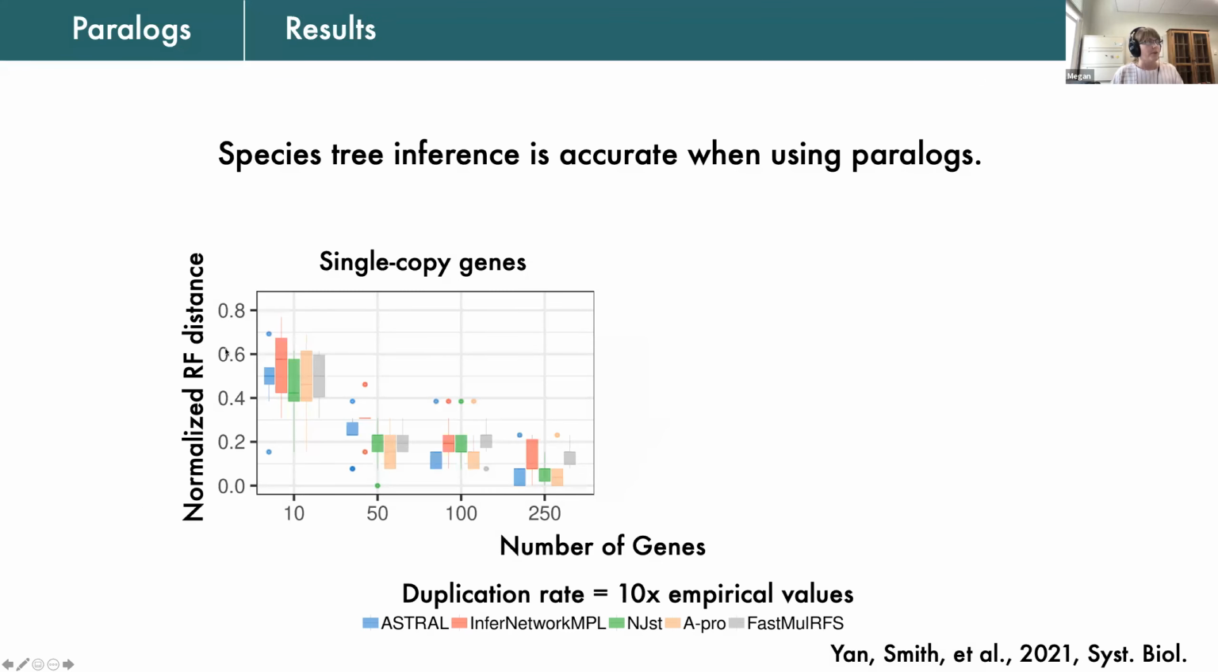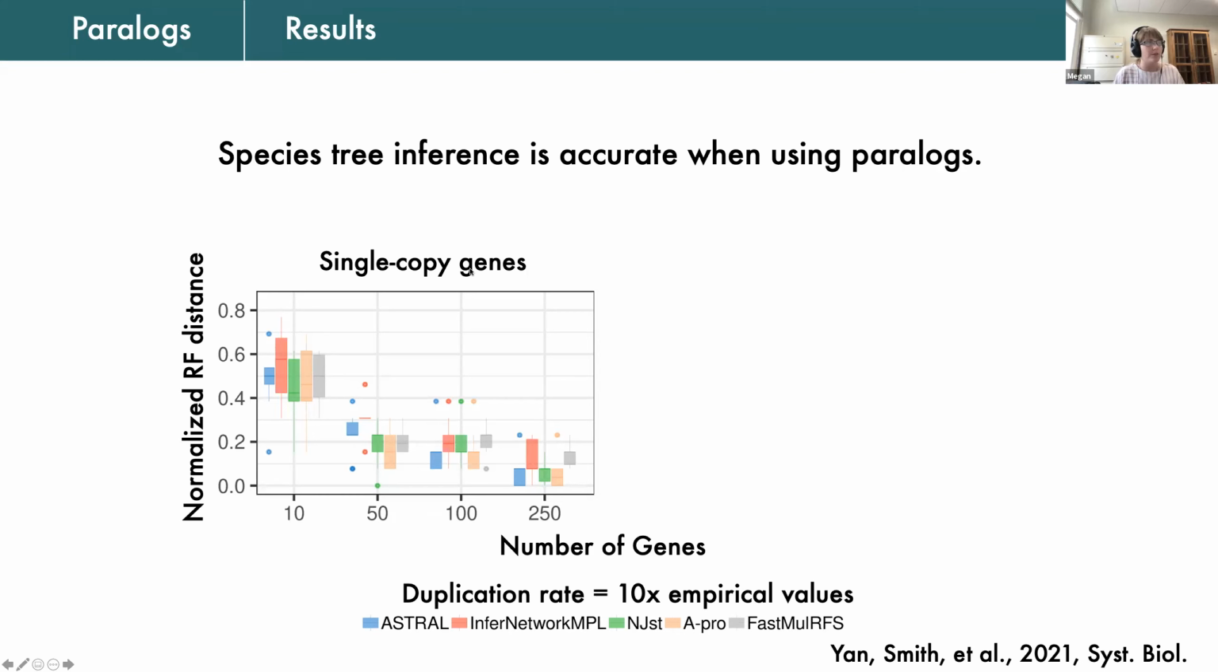Okay, so here on the y-axis, I'm showing the Robinson-Foulds distance from the species tree. So 0 means that we accurately inferred the species tree. This is the distance from the tree used in simulations. We used several different species tree inference methods. We had Astral, MPL, and NJst. So these are all methods that should accommodate incomplete lineage sorting well. And we also had Astral-Pro, which should accommodate both ILS and gene duplication and loss, and FastMulRFS, which should work well in the presence of duplication and loss.